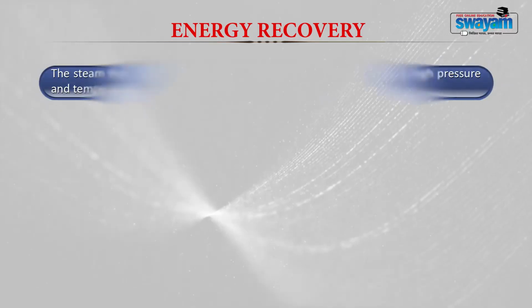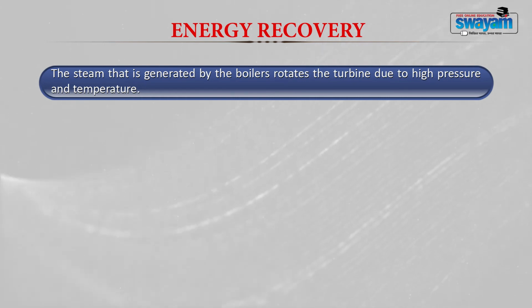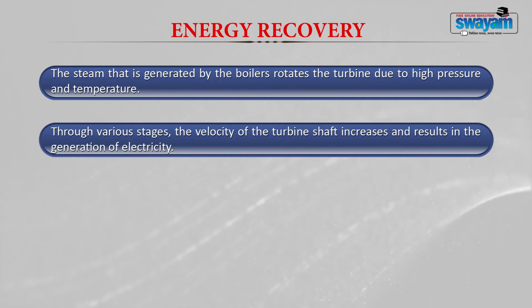So, the last main area in mass incinerators is energy recovery. As I told you earlier and showed in the figure, the steam generated by the boilers rotates the turbine due to very high pressure and temperature, and through various stages the velocity of the turbine shaft increases and results in the generation of electricity.